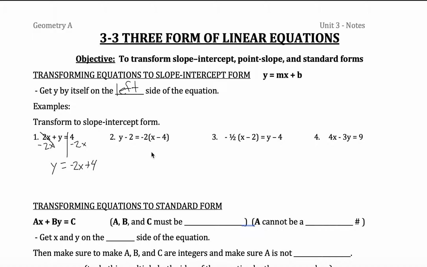Taking a look at example 2, we have an equation given to us in point-slope form. So in this case, the first step that we need to take is to get rid of these parentheses. We get rid of the parentheses by using the distributive property. So we're going to distribute the negative 2 to the x and the negative 2 to the 4. So we keep the y minus 2. That's now set equal to negative 2x, and this will be plus 8.